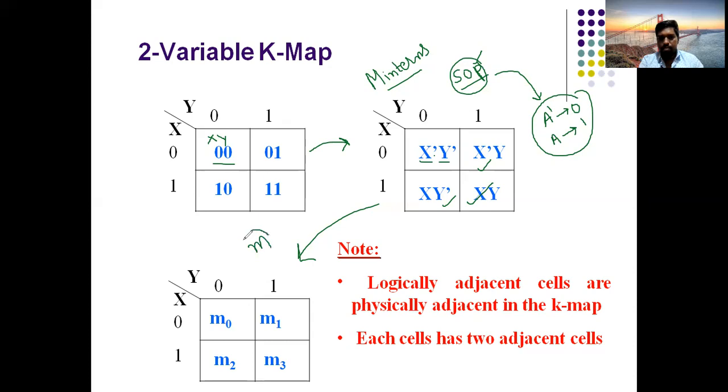For each and every m, we find small 0, small 1, small 2, and small 3. What are these? These are called index numbers. Suppose you are writing M3, M suffix 3, this 3 is called your index number. How will you get this index number? Convert these address values, binary address values, into their respective decimal numbers, and you will get the index numbers. The index value represents your cell number.